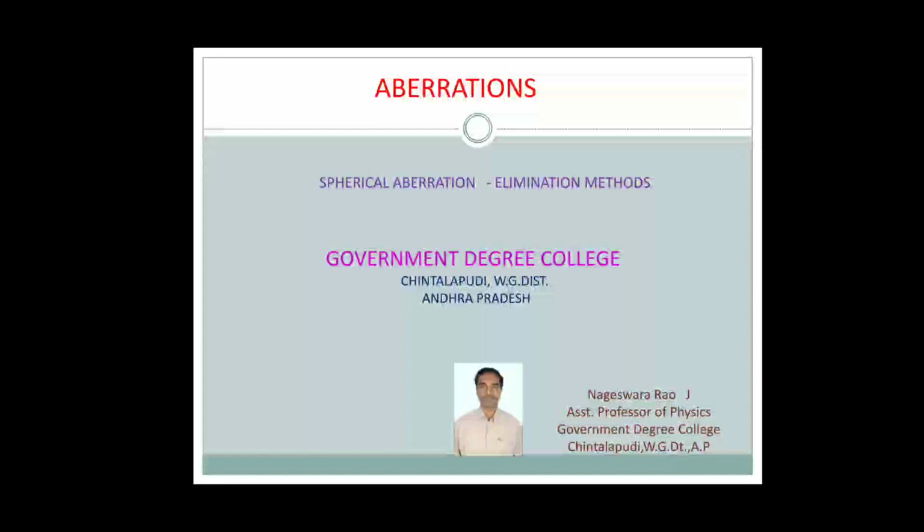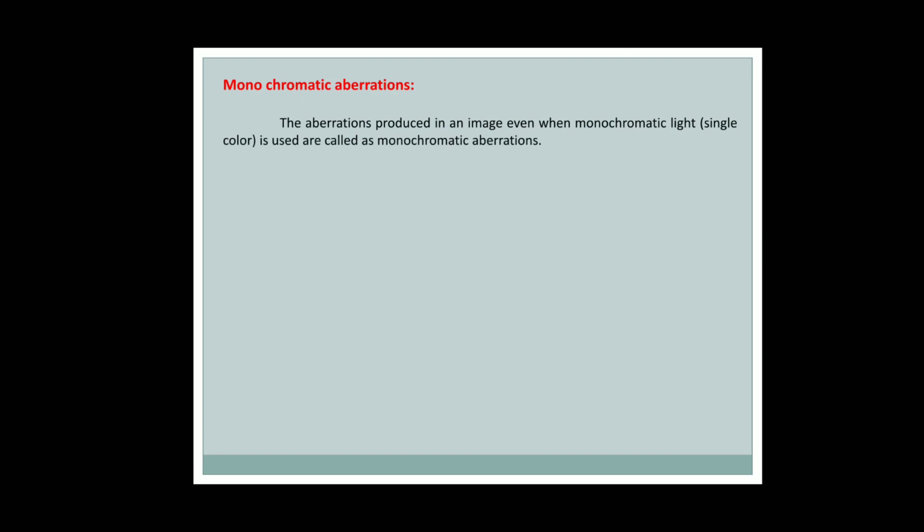In this presentation, I want to analyze what is spherical aberration and its elimination methods. Before discussing the elimination methods, you want to remember what monochromatic aberrations are, how many types of monochromatic aberrations there are, and what is spherical aberration. And thereafter, we will analyze elimination methods of spherical aberration.